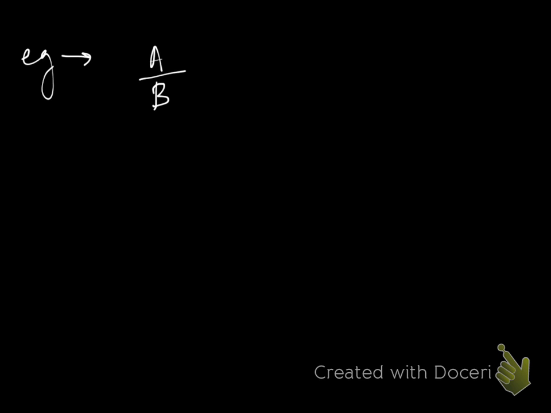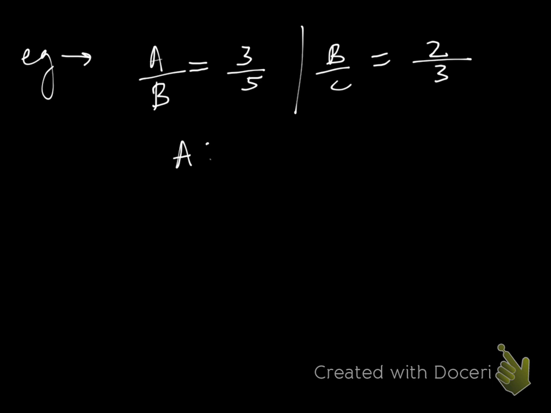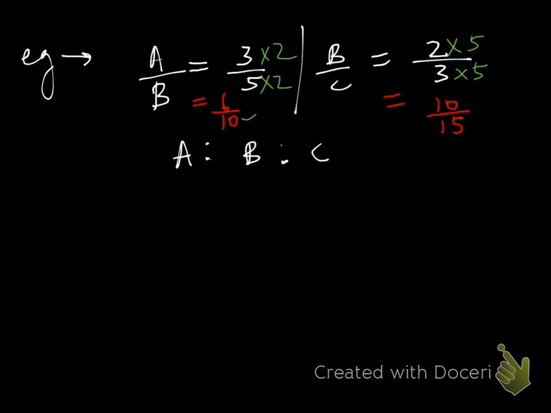Okay, another advanced question could be a by b is 3 by 5, b by c is 2 by 3. Similar technique. We'll try to make the b the same, 5 into 2 and 2 into 5, and keeping the fractions in balance, multiplying a and c accordingly, we get a by b as 6 by 10, b by c as 10 by 15. a is to b is to c is 6 is to 10 is to 15.